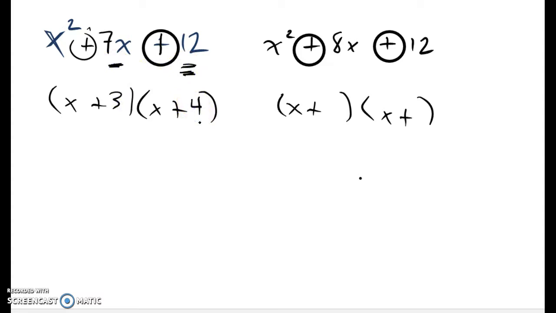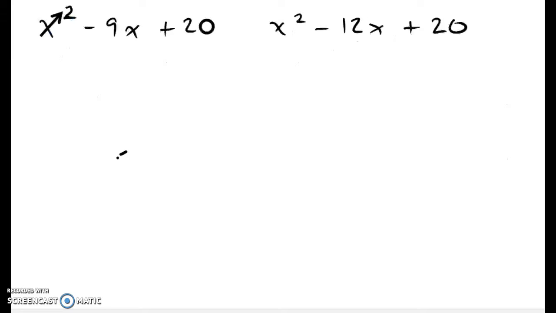What you can do before you actually start is list your factors of 12. There's 6 times 2, and there's 3 times 4, and there's 12 times 1. So what times what gives you 12 that adds up to 8? 6 and 2. We finished that one. Give this one a try, and please ignore the arrow thing.